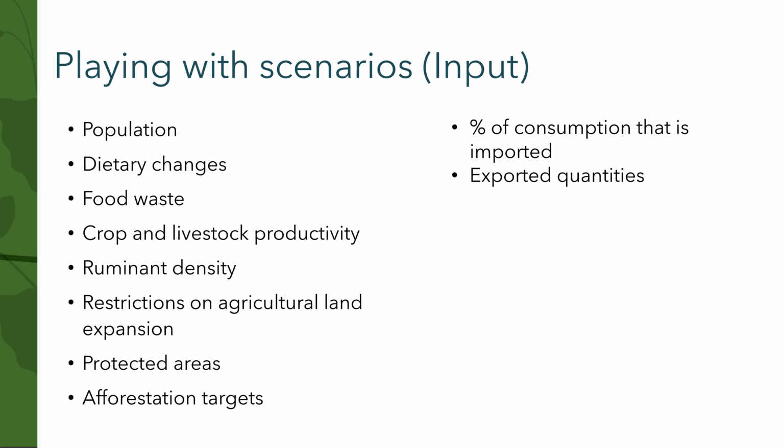Trade is another dimension considered in the FABLE Calculator. Users can set the volume of agricultural products imported or exported from 2025 to 2050. Scenarios can reflect spikes in exports, future trade agreements, or even disruptions in global production caused by regional conflicts.